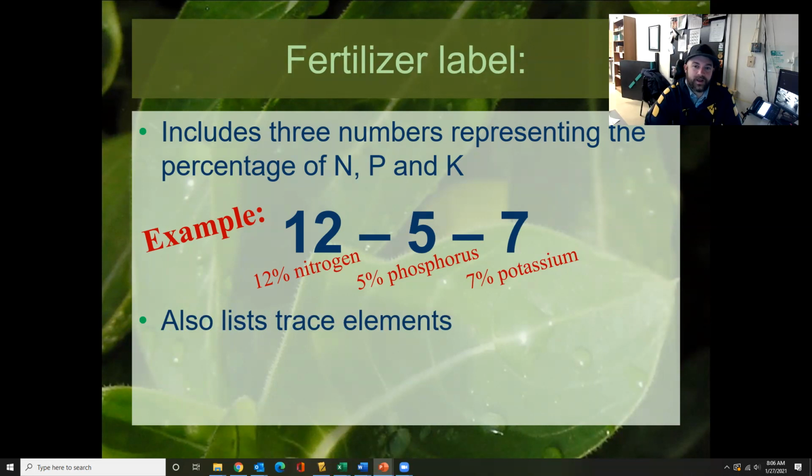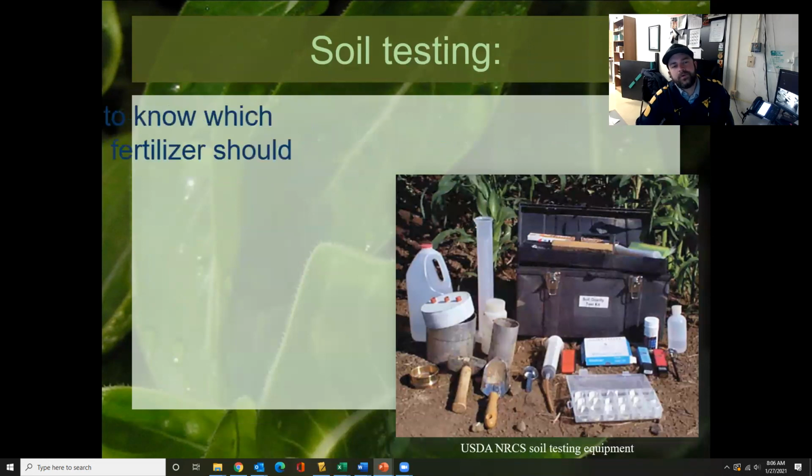Typically, most starters are going to have a higher nitrogen and then lower numbers in the other 2, but it all depends on the situation you're trying to work with. So also list trace elements. Well, let's move into soil testing.